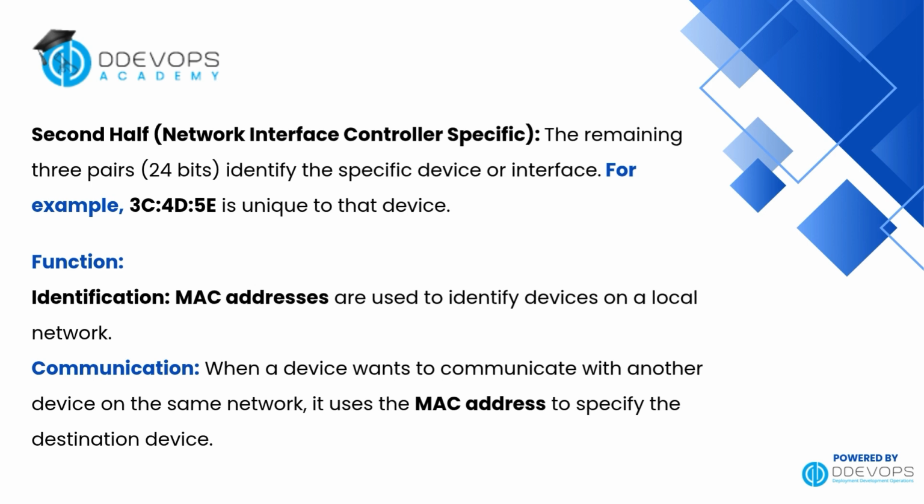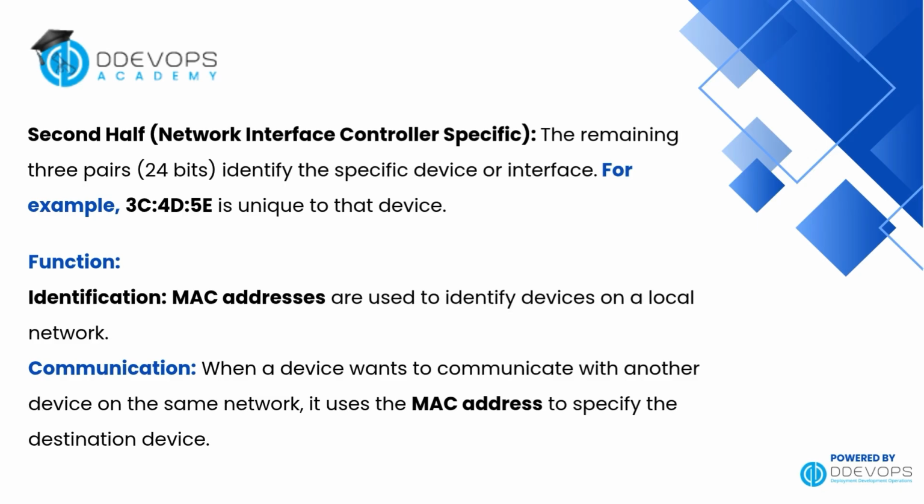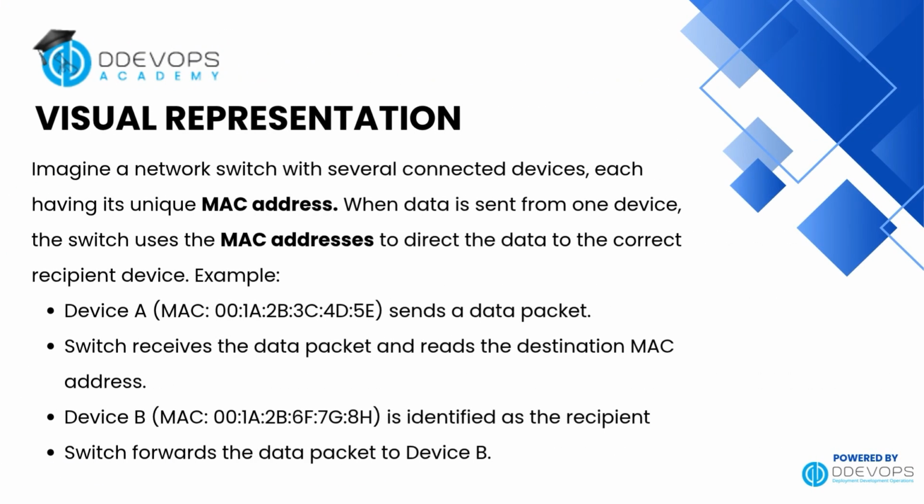Function. Identification. MAC addresses are used to identify devices on a local network. Communication. When a device wants to communicate with another device on the same network, it uses the MAC address to specify the destination device. Visual representation. Imagine a network switch with several connected devices, each having its unique MAC address. When data is sent from one device, the switch uses the MAC addresses to direct the data to the correct recipient device. Example. Device A, MAC 00:1A:2B:3C:4D:5E, sends a data packet.